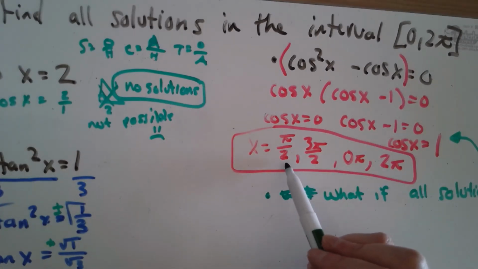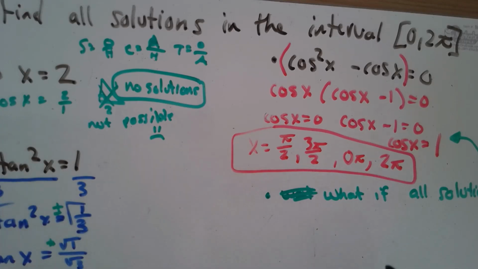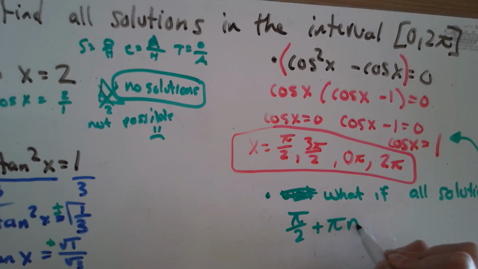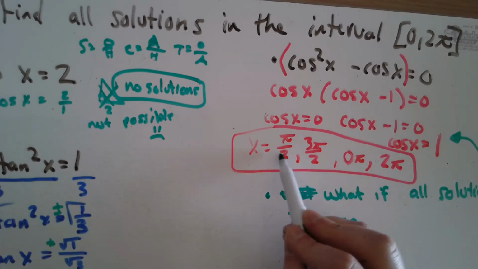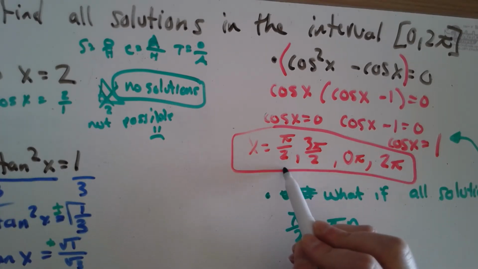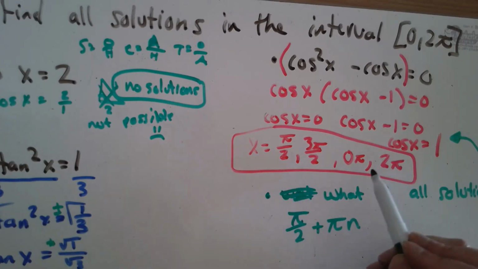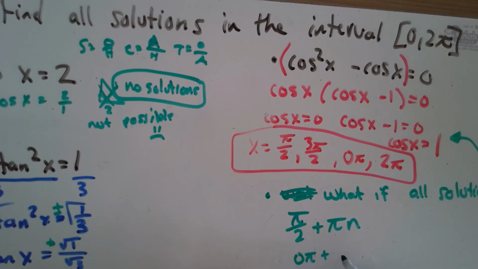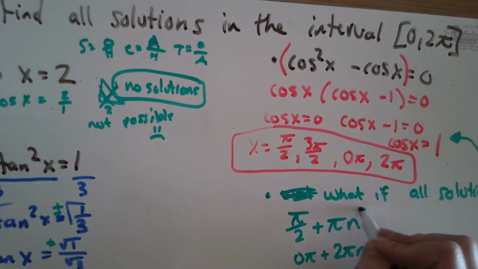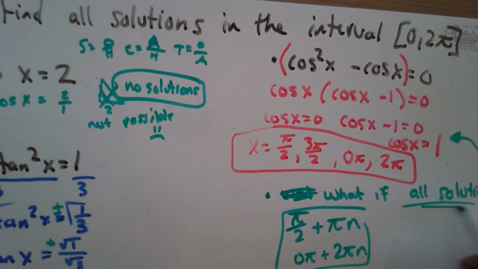What could we do with the pi halves and 3 pi halves? How do I get from one to the other? How many degrees? Is it an even degree between them? Okay, so this one we would say pi halves plus pi n, because those are 180 degree intervals back and forth. Okay, and then this one would have been 0 plus 2 pi n. That is if it was all solutions.